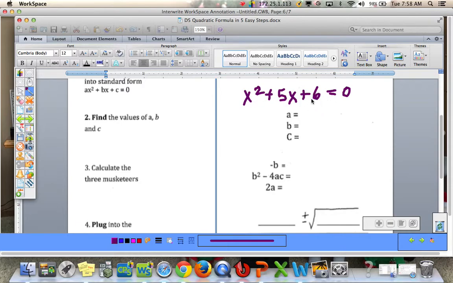First step is to find a, b, and c. So a is the number in front of the x squared. So here a is 1. B is the number in front of the x, which is 5. And c is the number by itself, which is 6. All right, so here are the three musketeers, and we're going to plug into the quadratic formula, and we'll solve.